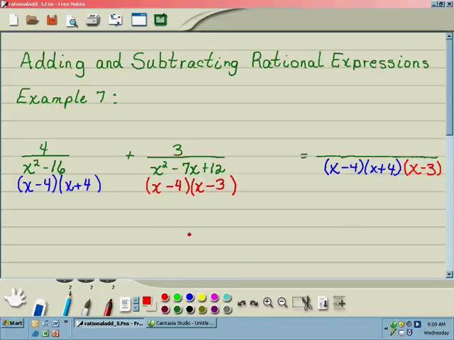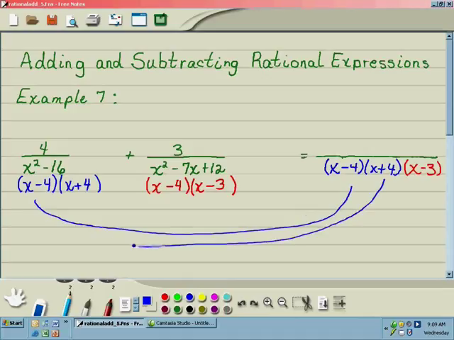Next, we want to see what matches and what's missing. In this case right here, our x minus 4 matches, our x plus 4 matches, but our x minus 3 is missing. And since x minus 3 is missing, we're going to multiply by x minus 3 on the bottom. And what we multiply on the bottom, we're also going to multiply on the top.